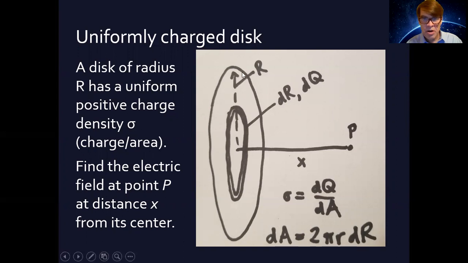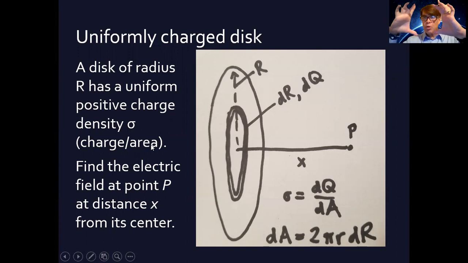A disk of radius R, there's R, with a uniform positive charge, so there's the same charge everywhere, with positive charge density. Positive implies that the fields are coming out, rather than negative where the field lines would be drawn going in, of an evenly uniform positive charge density sigma. And by charge density, we mean charge per area.